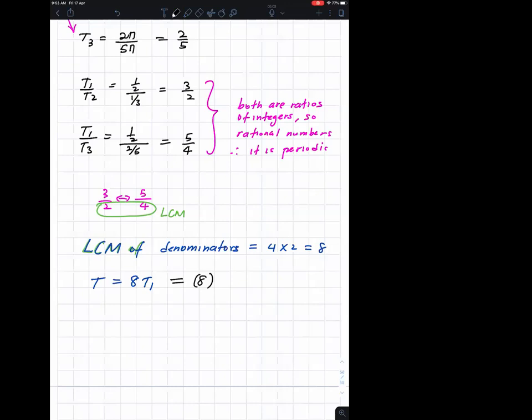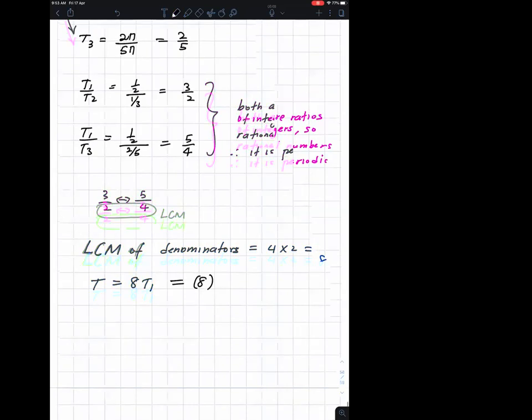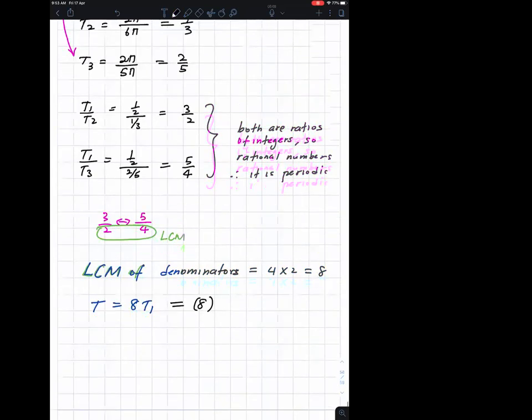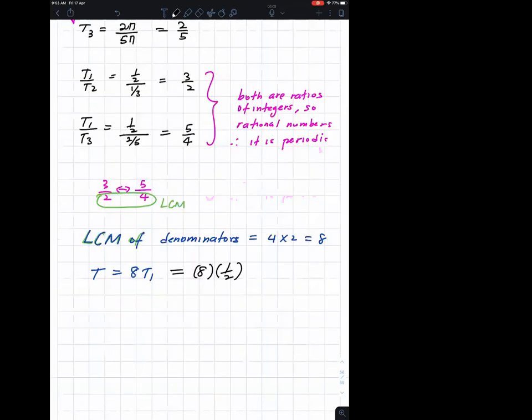8 times T1. So that's going to give you 4. So therefore the period is 4 seconds.